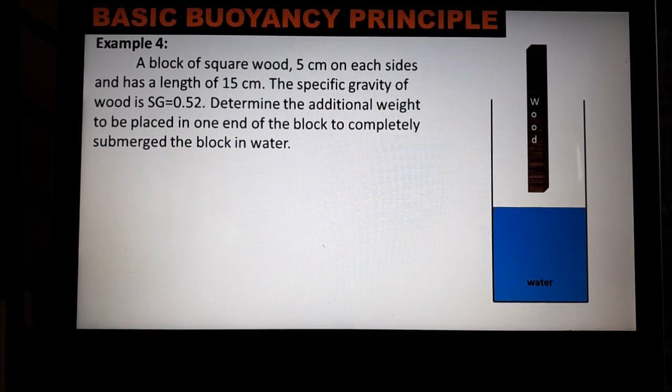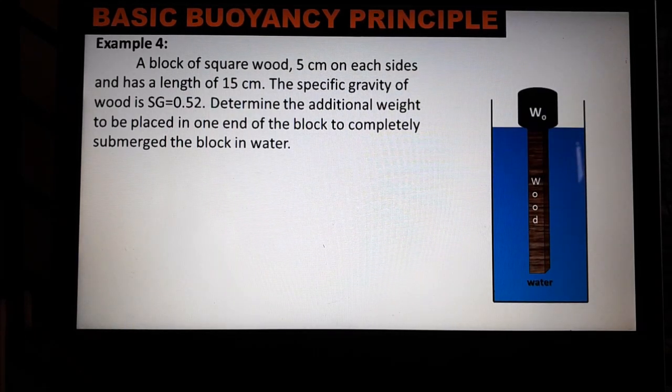Say for example number 4. A block of square wood 5 cm in each side and has a length of 15 cm. Now the specific gravity of wood is equals to 0.52. Determine the additional weight to be placed in one end of the block to completely submerge the block in water. So we have, let's say that blue object on top of the block has a weight W sub O. And then when you put that weight on top of the block, it should completely submerge the block in water.